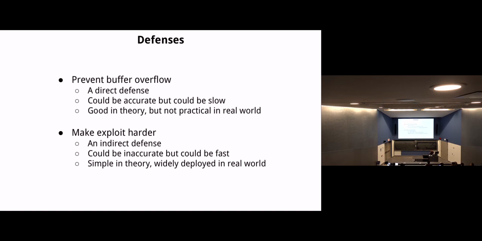Remember in the last several classes, I listed those conditions. What are the conditions we need to pull off this attack? If you take away one condition, the original exploit will not work anymore. But as an attacker, you can still find another way to attack it. So those are not really direct defenses.